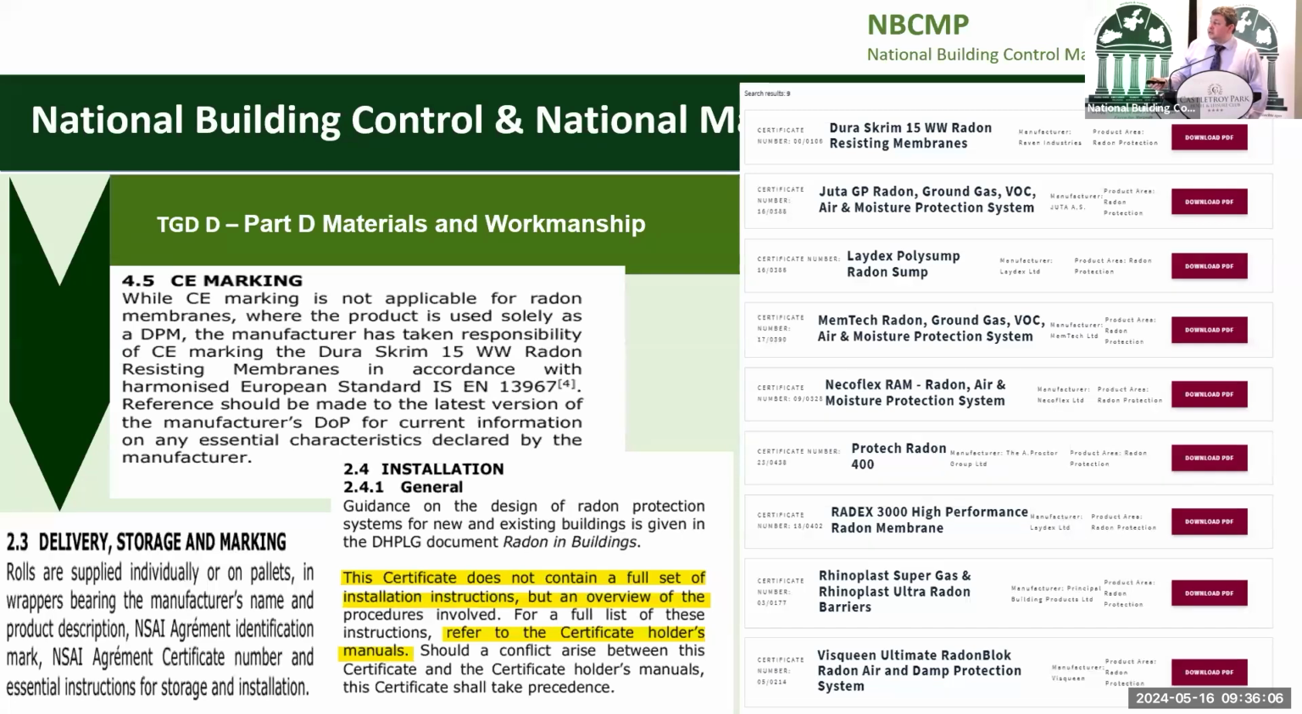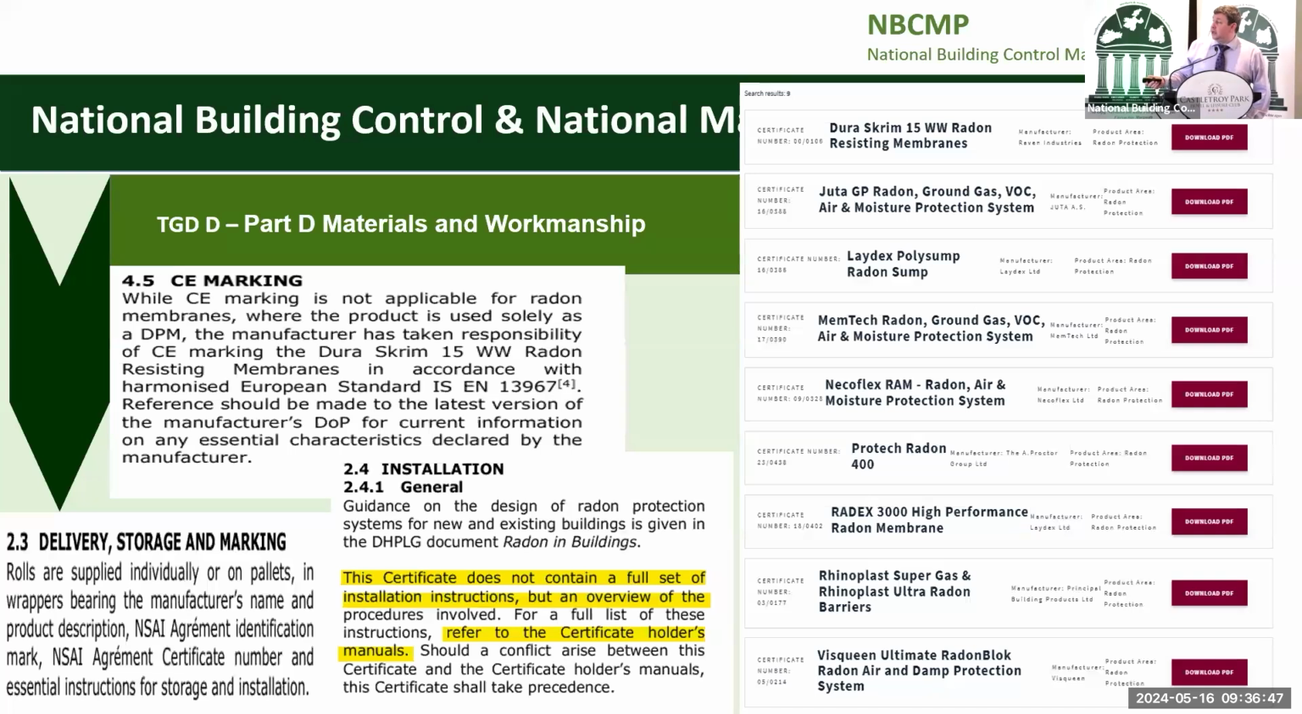Delivery, storage and marking. So rolls are supplied individually on pallets in wraps, and this is how the traceability is there. And the other thing, installation. Now, all these Agreement Certs have little contracts. You have to do this, I do that. They're kind of like information, but they're also spelling out your responsibilities and their responsibilities. But here, this certificate does not contain a full set of installation instructions, but an overview of the procedures involved, because it's only 11 pages, so it can't really provide all the information.